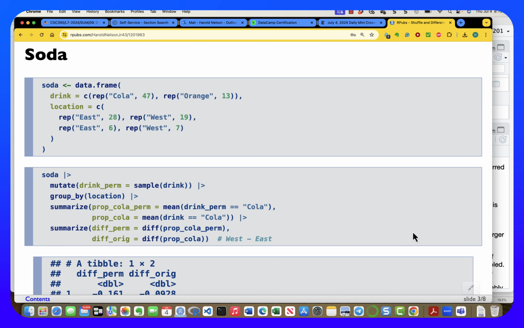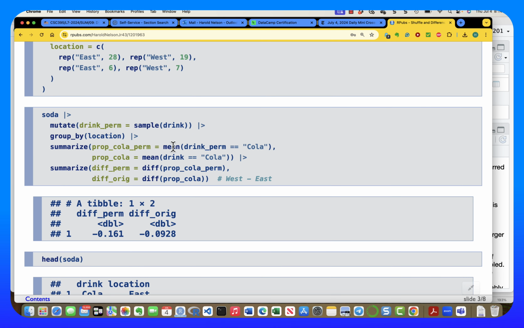And one question you might have is, what was originally in this SOTA data frame? The SOTA data frame was actually created with this little snippet of code here. It creates a vector called drink, which repeats cola 47 times, then orange 13 times. And the location had 28 east, followed by 19 west, followed by 6 east, followed by 7 west. Okay? So you've got 60 things in both drink and location. There are 60 long vectors.